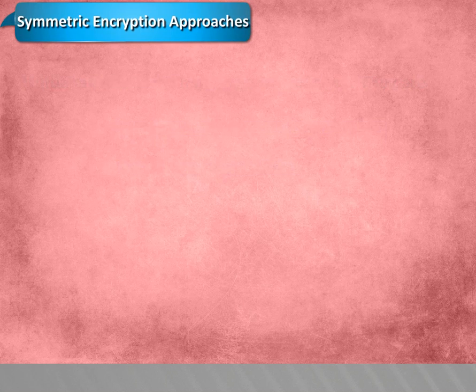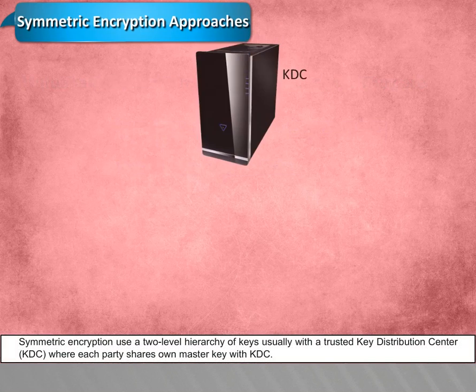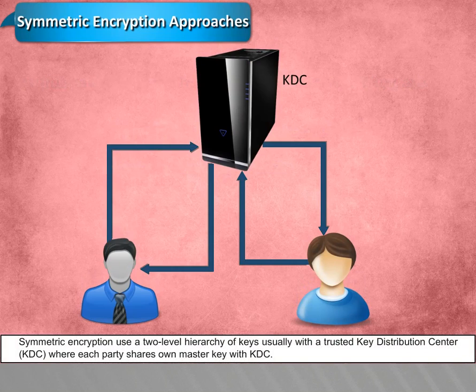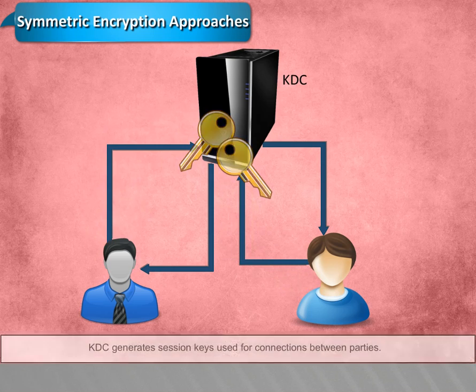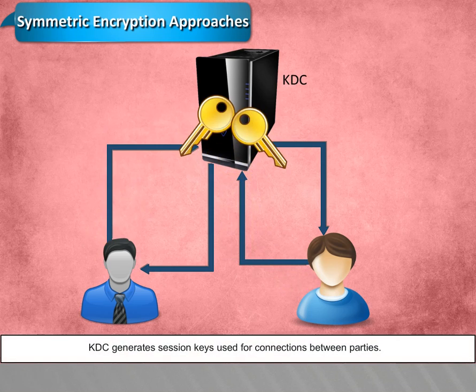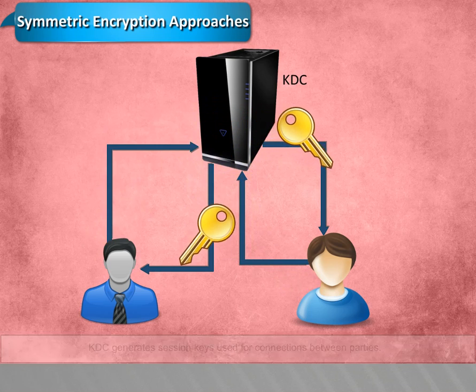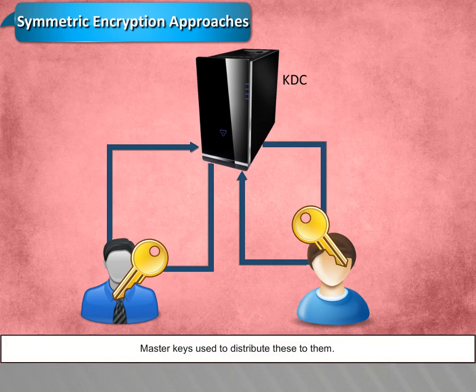Symmetric encryption approaches. Symmetric encryption uses a two-level hierarchy of keys, usually with a trusted key distribution center (KDC), where each party shares its own master key with the KDC. The KDC generates session keys used for connections between parties. Master keys are used to distribute these to them.